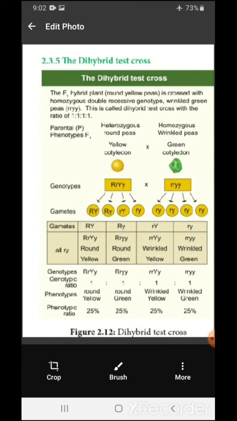The gametes obtained from capital R, small r, capital Y, small y produce 4 types of gamete: capital R capital Y, capital R small y, small r capital Y, small r small y. Whereas small r, small y produces only one type of gamete. When they cross with each other, they produce 4 types of offspring: round yellow, round green, wrinkled yellow, wrinkled green. All are in equal proportion, 1 is to 1 is to 1 is to 1. This is the phenotypic as well as genotypic ratio in the dihybrid test cross.